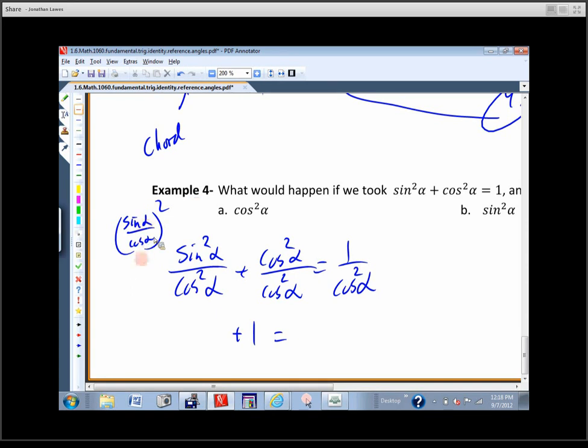And this is an identity I asked you to have memorized for the test. This was in 1.1. Maybe it was in 1.2. Okay, this is the tangent. So this is tangent squared of alpha. And this would be 1 over cosine of alpha, quantity squared. What's 1 over the cosine? It is secant. So this is secant squared alpha. Okay?